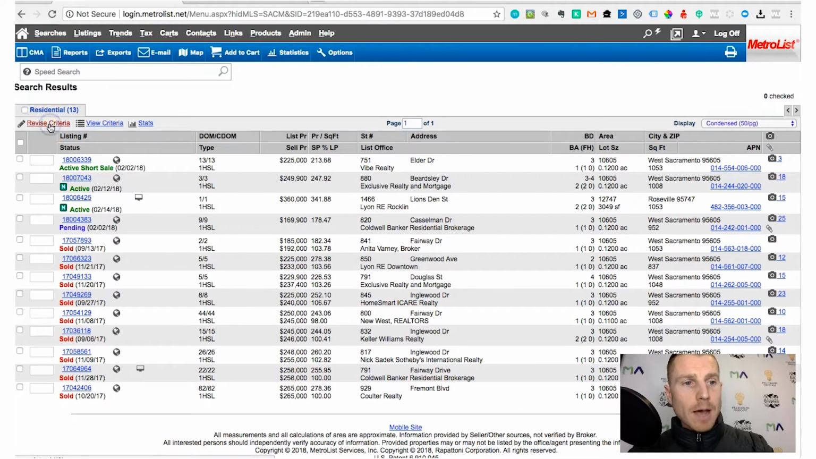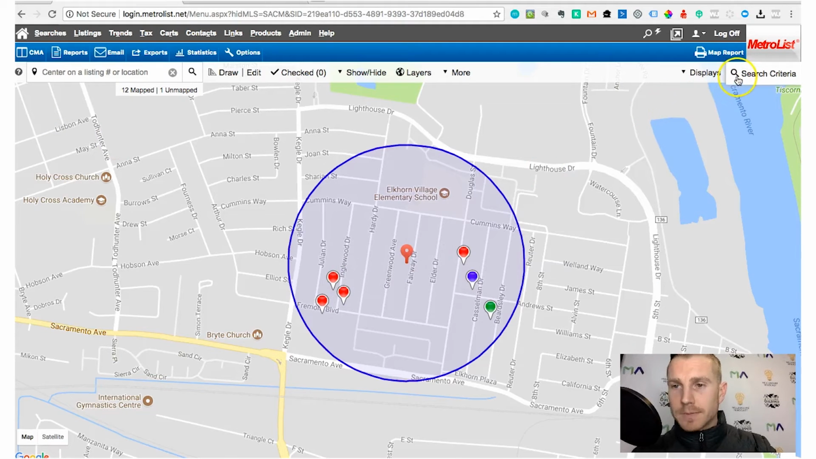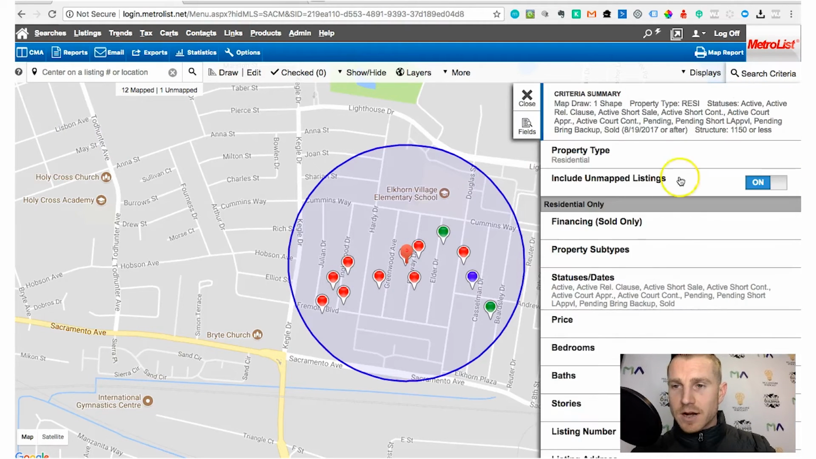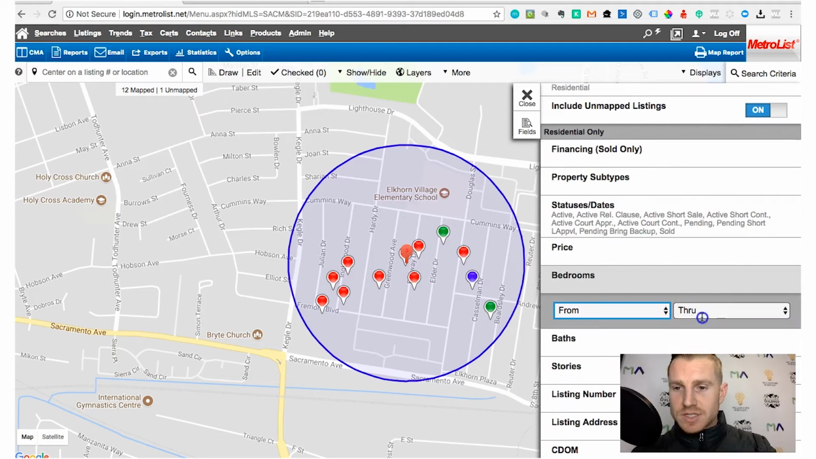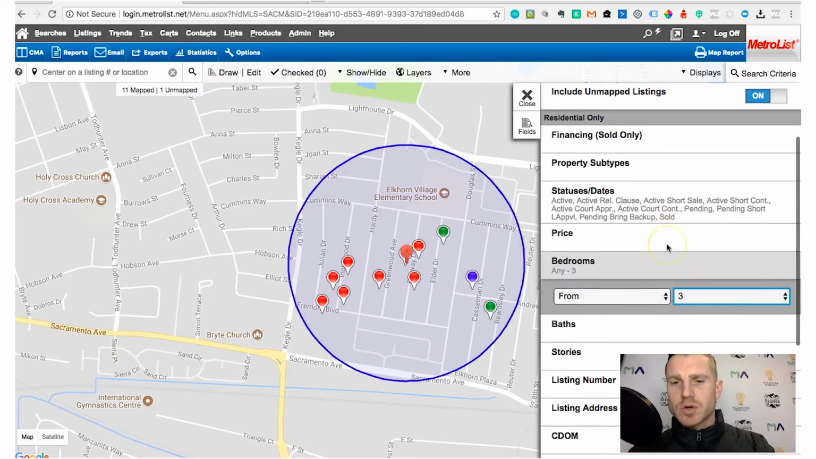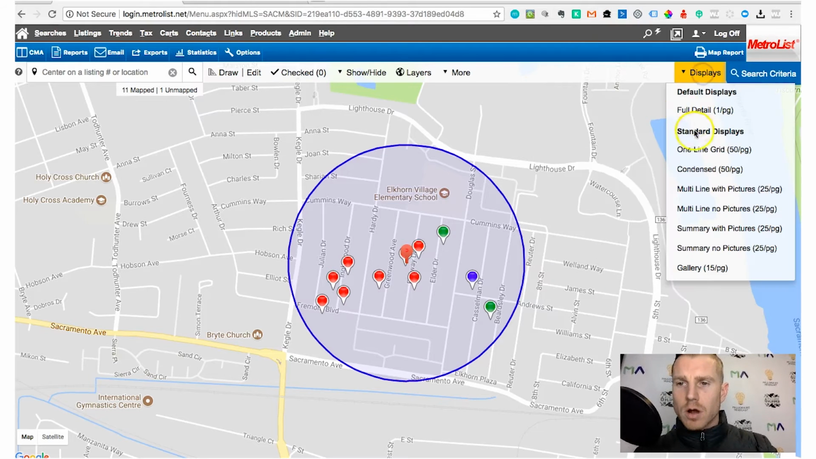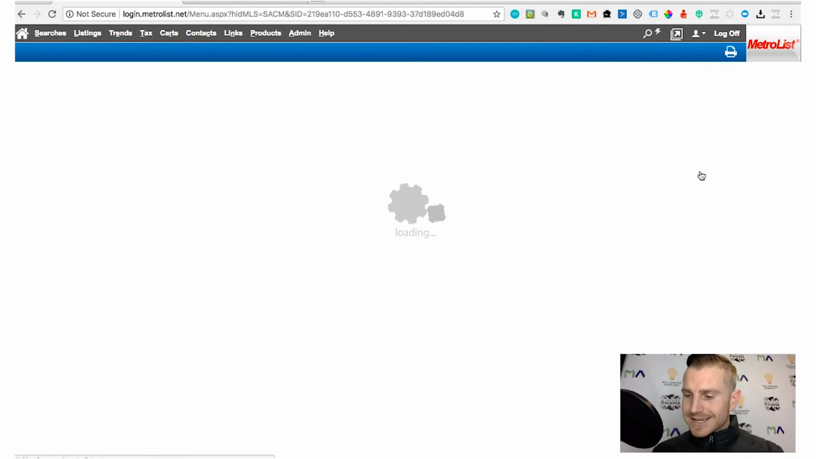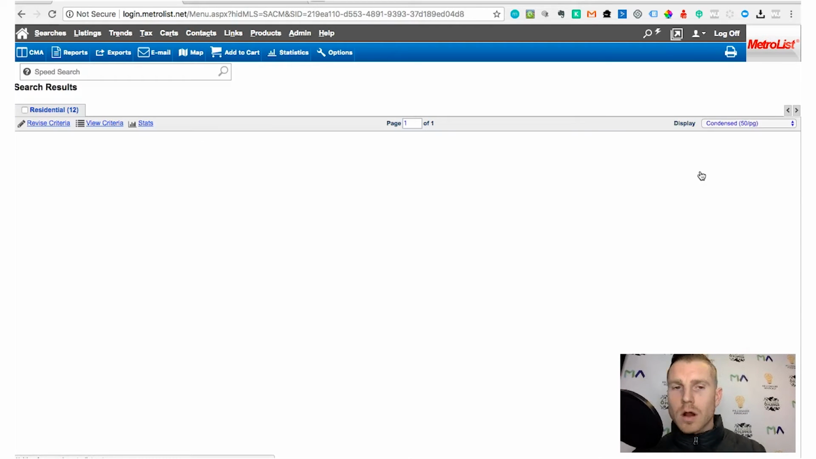So I'm going to go back and revise my criteria. I'm going to come back in here and say, for bedrooms, I don't want anything over, let's say, 3 bedrooms and very similar square footage. So that narrows it down a little bit more. I'm going to come back in here and condense it, and we're going to see what our competition is.